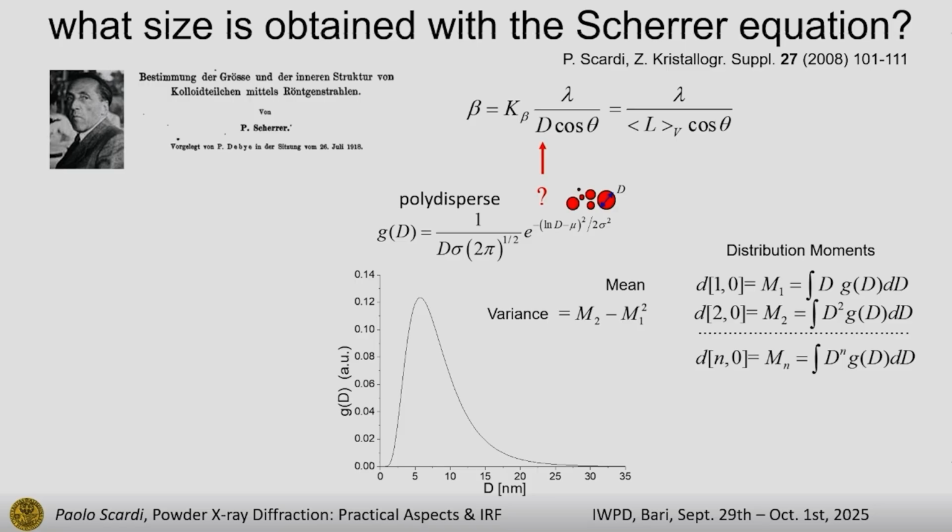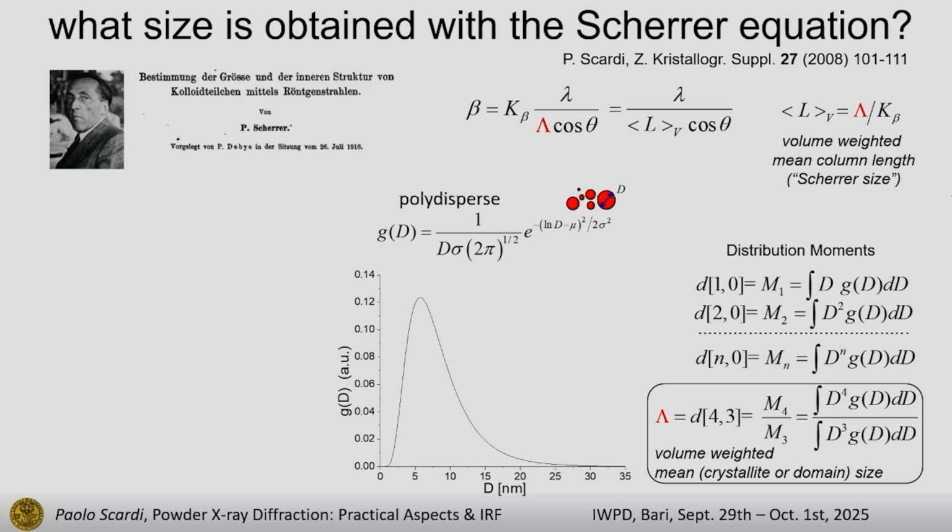Now, we have to look at this strange combination of moments. Fourth moment divided by third moment. Let me call this lambda. And this is what L vol is. Now, the Scherrer equation is valid for this strange ratio between fourth and third moments.